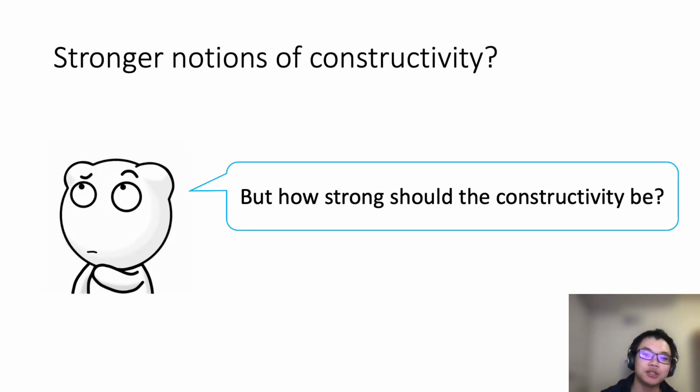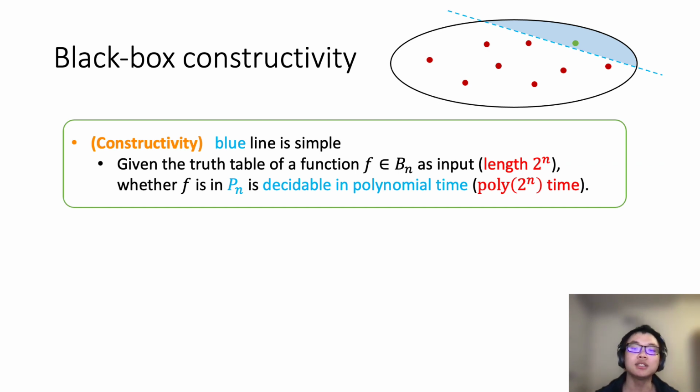But now the question comes. We already know that constructivity cannot be avoided, but how strong should the constructivity be? Is it the case that even stronger notions of constructivity are unavoidable? So this comes to the notion of black-box constructivity introduced by Fan, Lee, and me last year. The original definition of constructivity requires that whether the function is in the property is decidable in poly 2 to the n time, that is, polynomial in the truth table length.